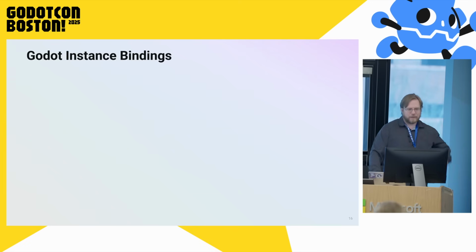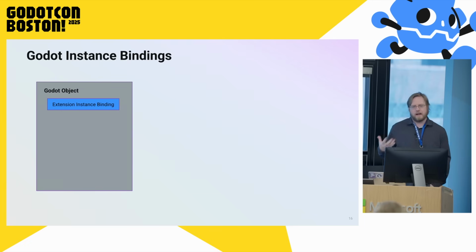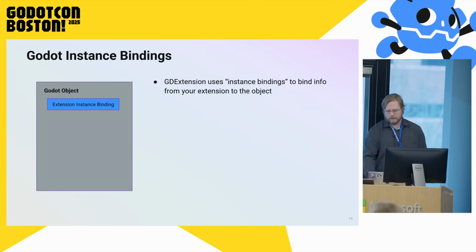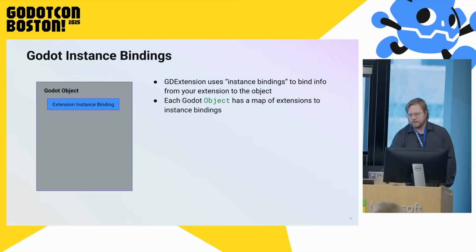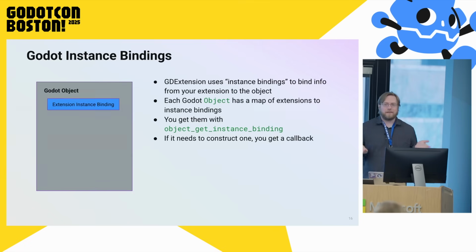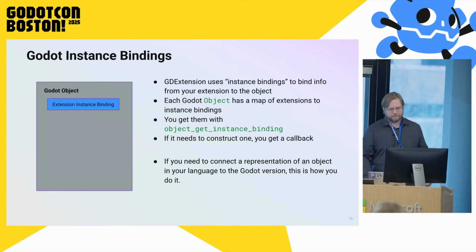So I've talked a little bit about Godot instance bindings. If you're not aware of what instance bindings are, every Godot object is holding on to a binding to all of the different extensions that are loaded so that the extension can keep its own copy and its own representation of that object. It's basically a hash table between the extension and the extension's instance of the object. Each Godot object has a map of extensions to instance bindings, and you get them with object get instance binding. And this includes if you haven't created one yet, because if you haven't created one, you'll get a callback saying, hey, I don't have a representation for your extension for this object. You need to create me one and give it back to me.